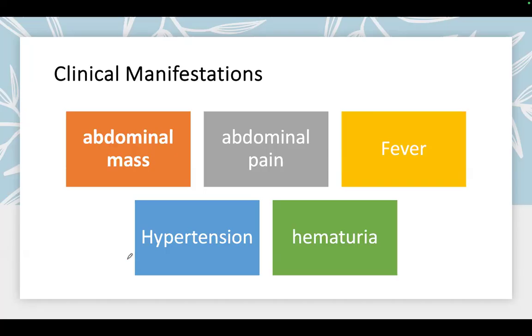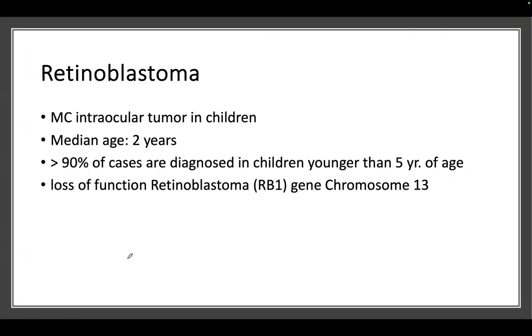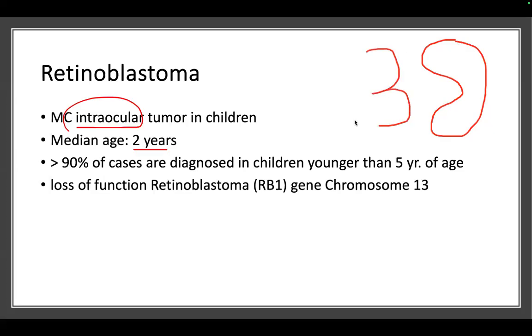Now, next tumor, retinoblastoma. Most common intraocular tumor in children. Median age is 2 years. Now, again, for you to memorize. How old again is nephroblastoma? Look, I'm drawing a kidney. It's usually 3 years old.